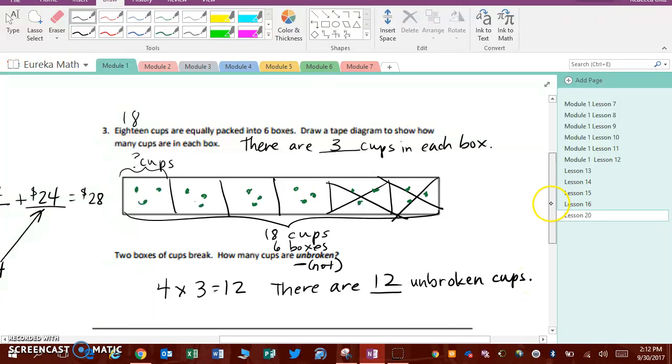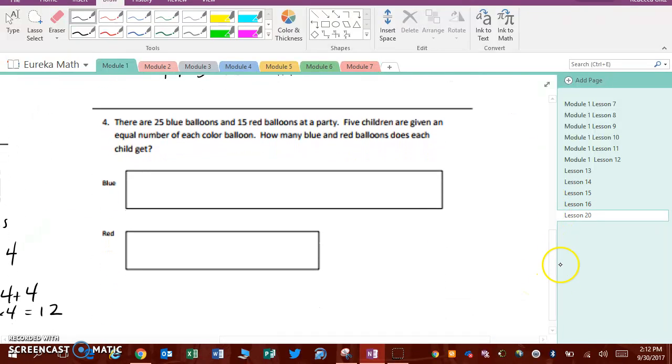All right, going to the next one. I'm running out of time here. There are 25 blue balloons and 15 red balloons at a party. 5 children are given an equal number of each color balloon. How many blue and red balloons does each child get?